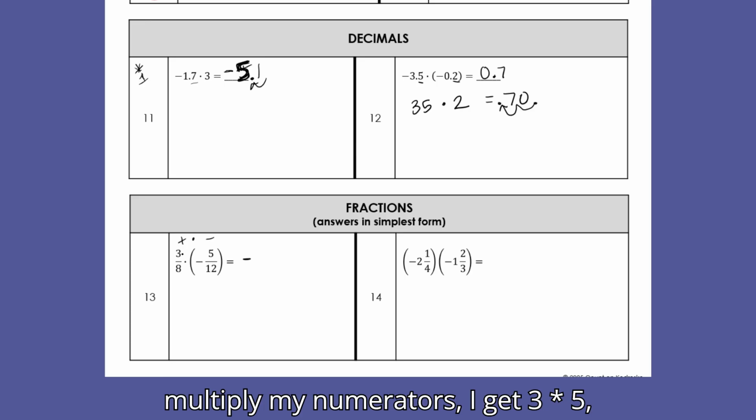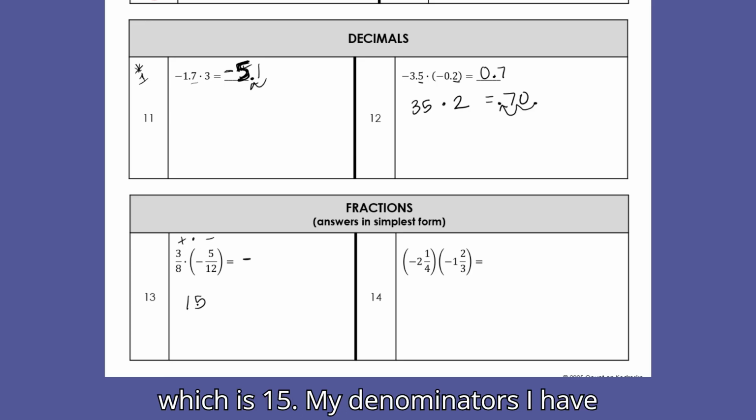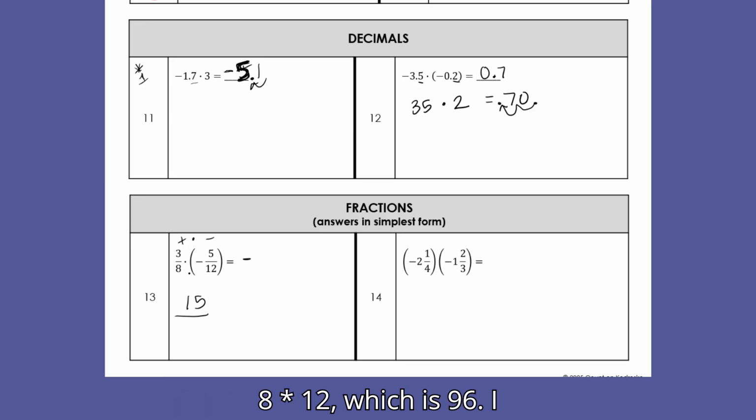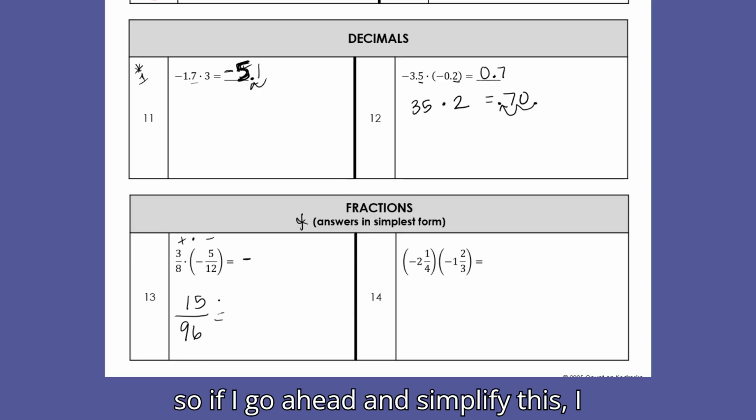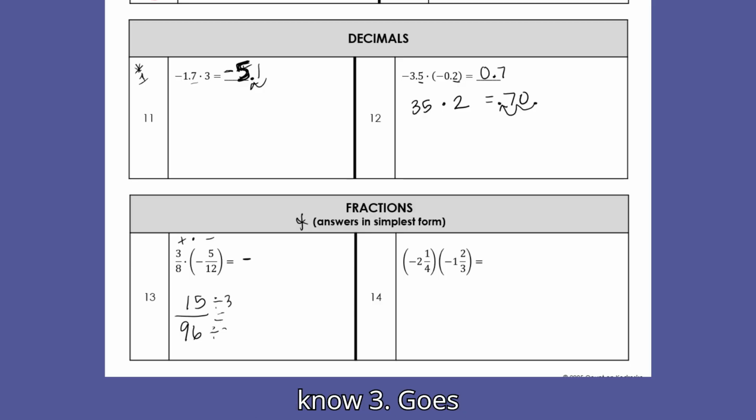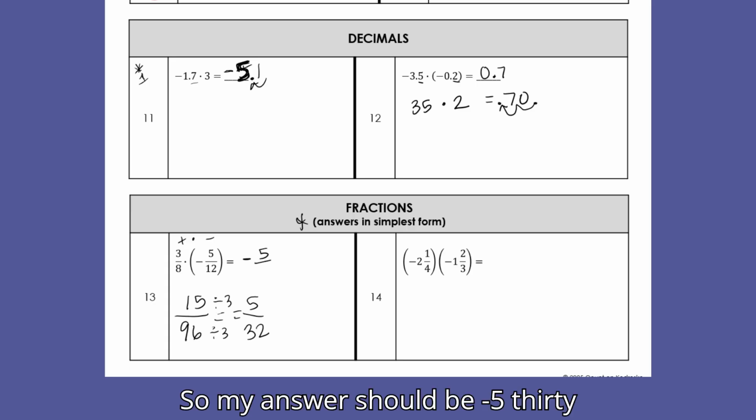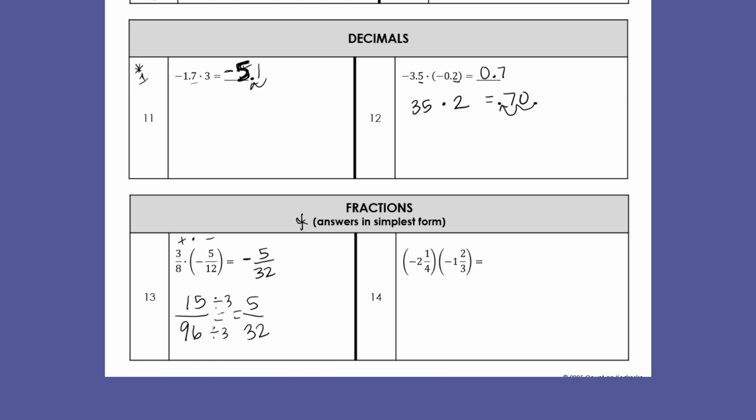When I multiply my numerators, I get 3 times 5, which is 15. My denominators, I have 8 times 12, which is 96. I always need my answers in simplest form. So if I simplify this, I know 3 goes into both numbers. 15 divided by 3 is 5. 96 divided by 3 is 32. So my answer should be negative 5/32.